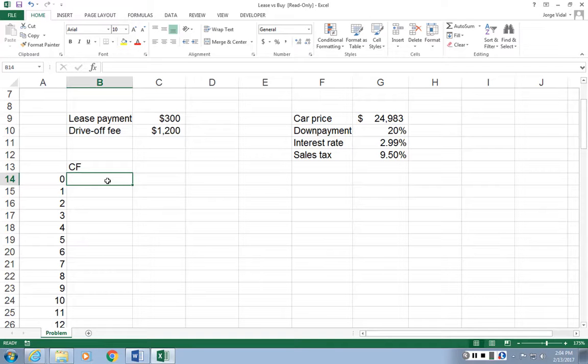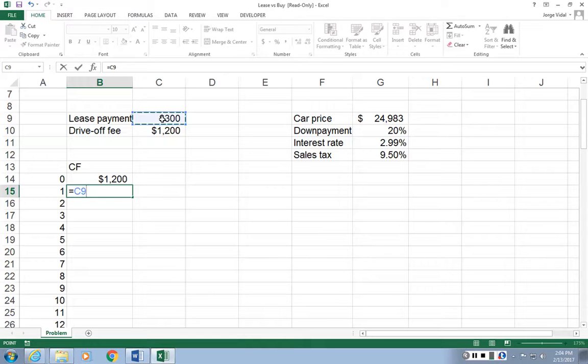Even though you're leasing, you're still doing cash flows. It's no different than doing an investment, stocks, bonds, a company. So the cash flow today will be which one? The drive-off fee, which is 1,200. So I'll make that equal to 1,200. And then the lease payment is an annuity. So I'll do this. Equals the $300 lease payment.